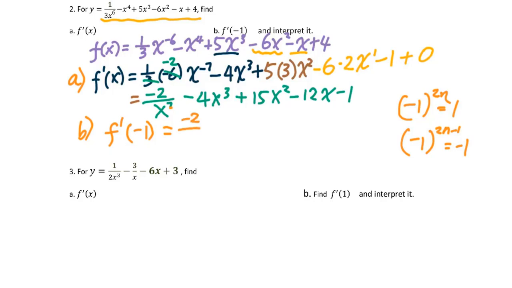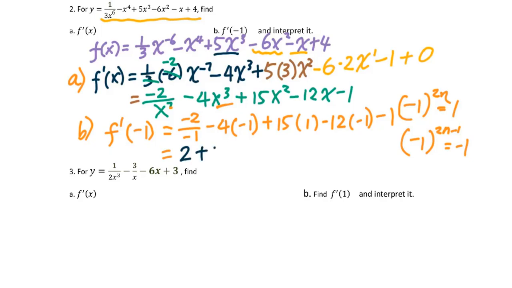So, negative 2 times negative 1, minus 4 times negative 1, because the 3rd power will be negative 1, plus 15 times 1 squared, you will get positive 1, minus 12 times negative 1, then minus 1. So we organize, you will get 2 plus 4 plus 15 plus 12 minus 1. Your answer will be 32.